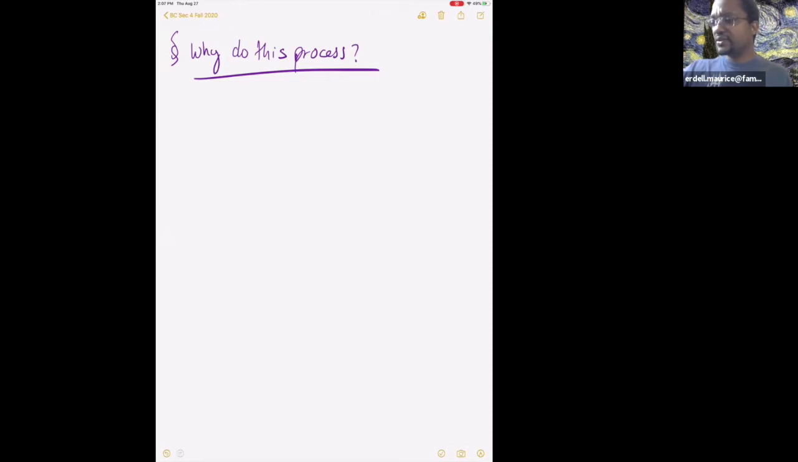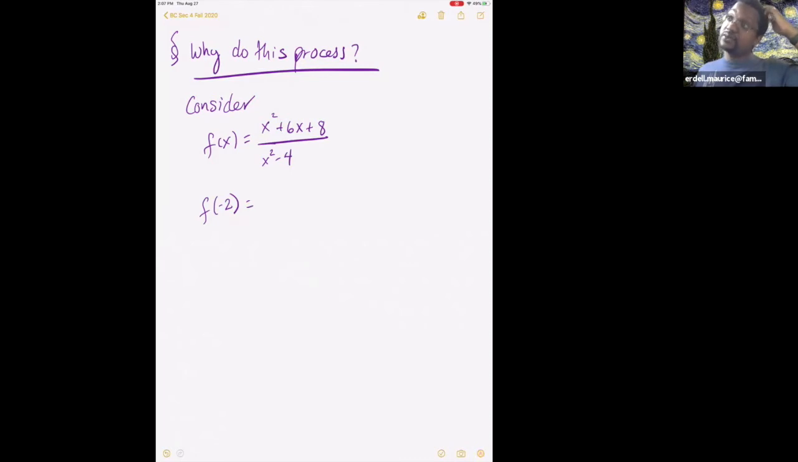Let's say I have this function right here. So consider, I have f of x is equal to x squared plus 6x plus 8, and I'm dividing this by x squared minus 4. I want you to find the answer to this, f of negative 2. Work this out. You are allowed to use a calculator and then send me a private text message telling me what is the answer to this. What do you get when you plug in negative 2 into this question?